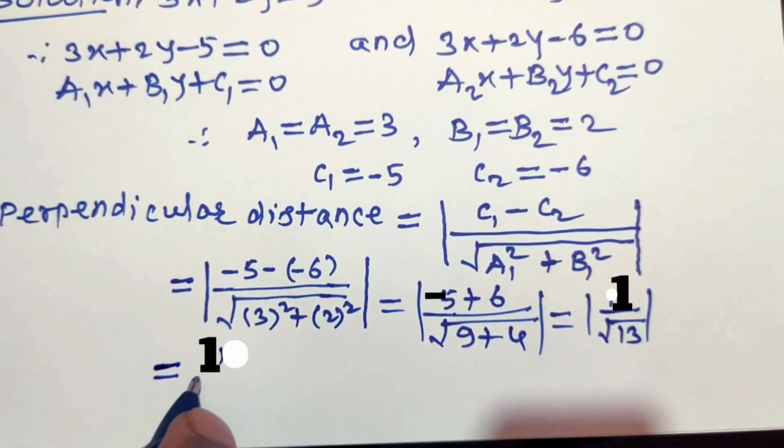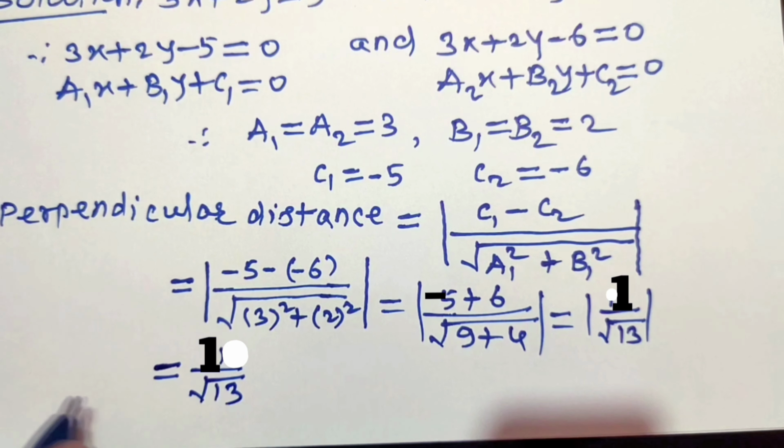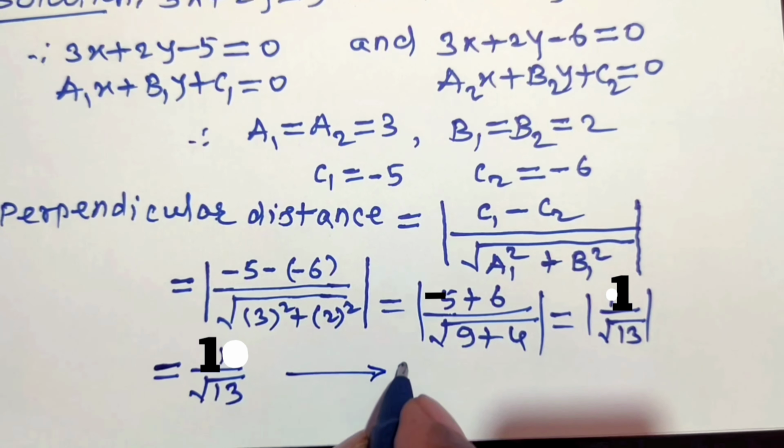Hence modulus of 1 upon square root of 13. But we know distance is always positive. Hence 1 upon root 13 is the answer.